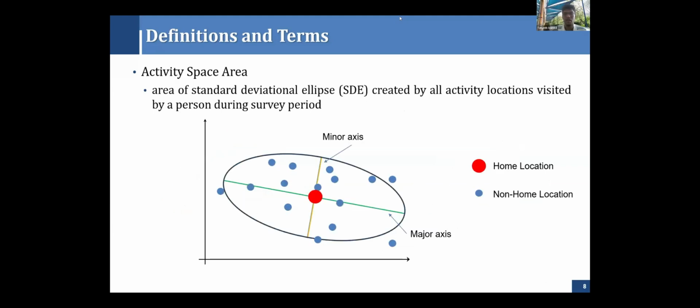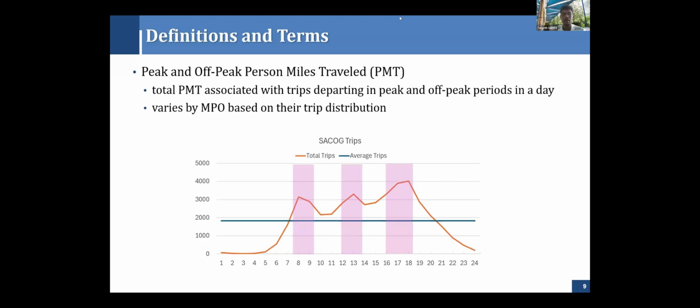We also calculate the area of activity space for each person, represented by the area of the standard deviational ellipse created by all the activity locations visited by a person during the survey period. And finally, we calculated the peak and off-peak person miles traveled for each person, considering the car travel mode. The peak and off-peak periods vary by each MPO, which I'll discuss in the next slide, and we assign these periods to the MPOs based on their trip distribution. One example we show here is for the Sacramento Area Council of Governments, or SACOG area, which shows 3 periods representing the peak traffic hours.